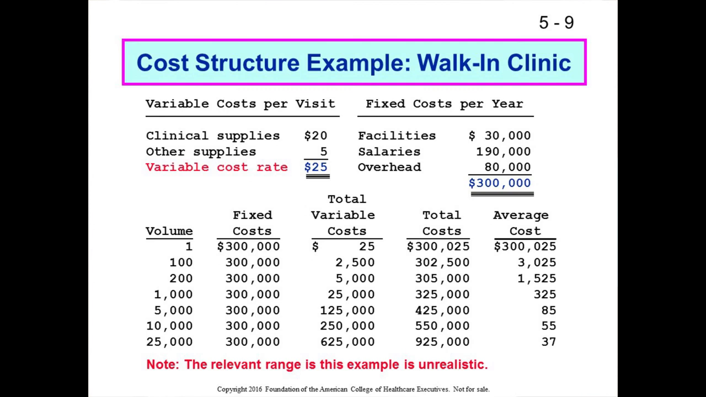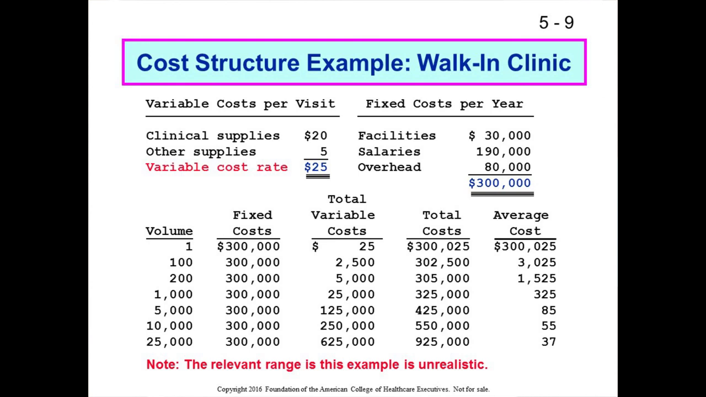So looking at fixed costs, by definition, they're fixed, right? So at one visit, the fixed costs are 300,000. That's the facilities, the salaries, and the overhead. Your employees want to be paid whether you're good at getting visits in the door or not, right? Your secretary, your front desk people, they're like, we don't care how many people came. I mean, they may care, because they want the organization to be successful, but they get paid an hourly rate whether they deal with one patient or 20 patients. So fixed costs are independent of volume, right? And then variable costs vary exactly with volume, in this case, at $25 per visit.